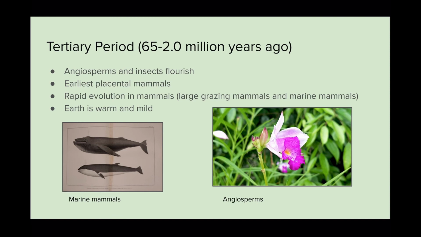Just like in the Cretaceous period, it was rich in angiosperms as they continued to dominate. It was also the start of the placental mammals. However, in this short time period, there was a rapid evolution in mammal species, more specifically large grazing mammals and marine mammals, as the Earth's climate was warm and mild.